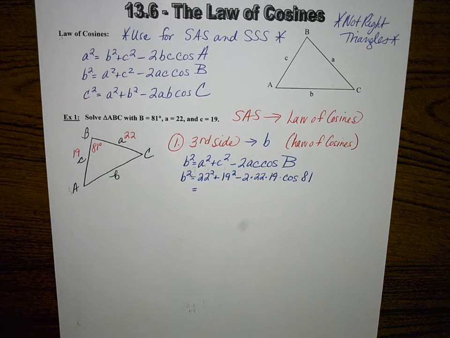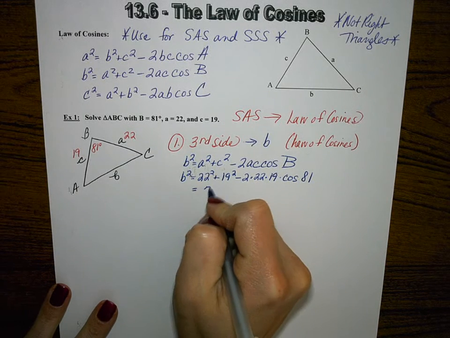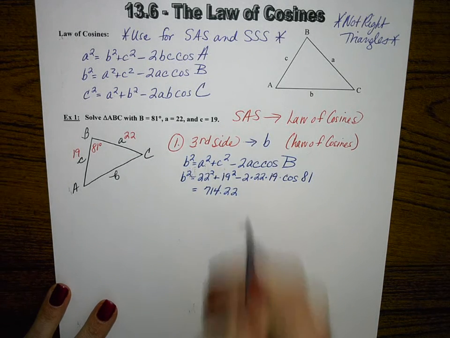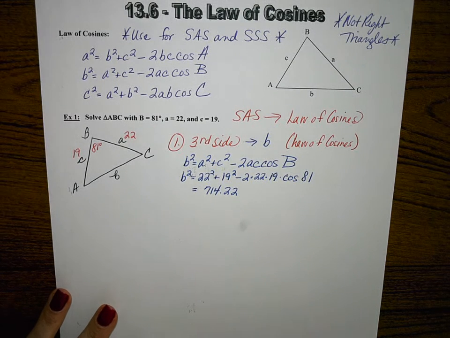All right, now what do we get for that? Does somebody have that? What do we get for that? Yep, Andy? Perfect, love it. Now, 714.22 is equal to b squared.